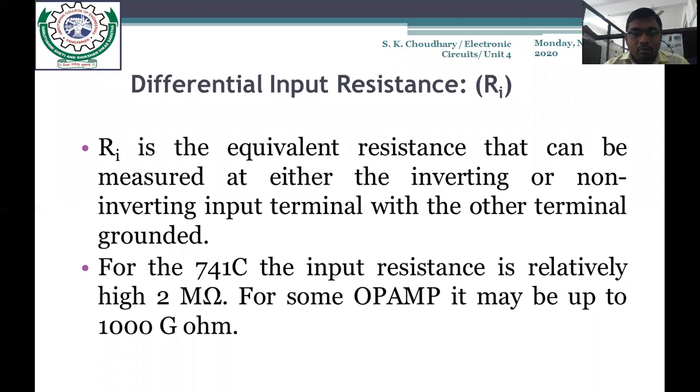For the 741 op-amp, the input resistance is relatively as high as 2 mega ohm. But for some op-amps, it goes up to thousands of giga ohms. It is a very high value. So the op-amp has a very high input impedance. That's why no current is allowed to enter into this op-amp.